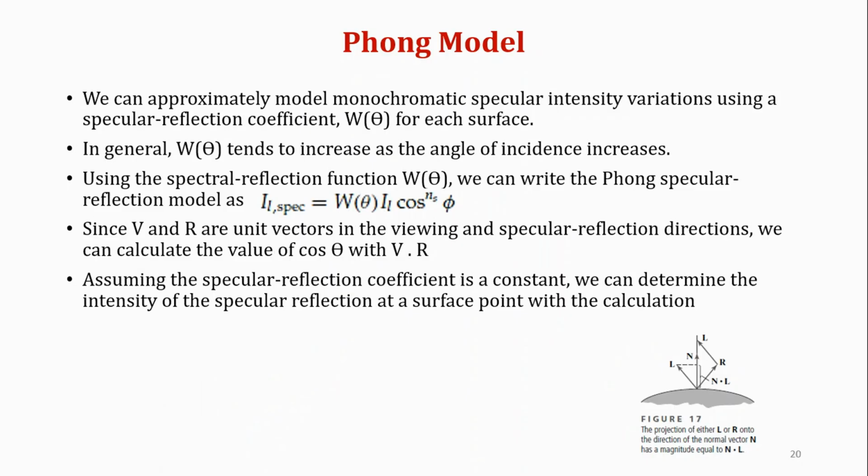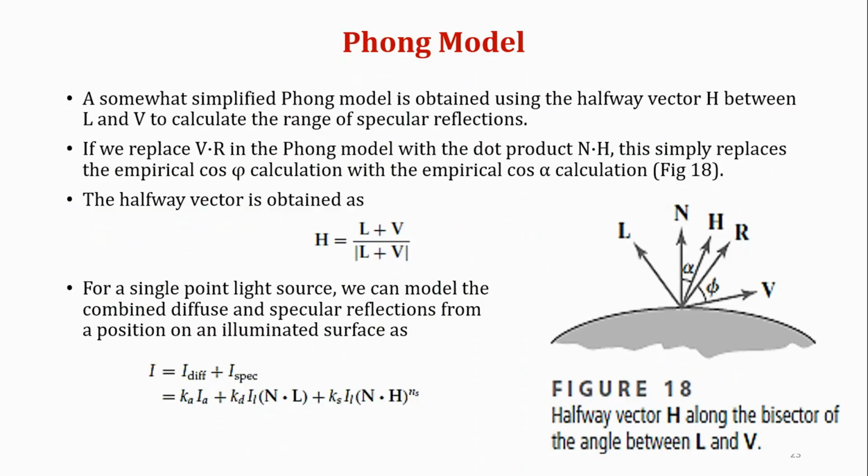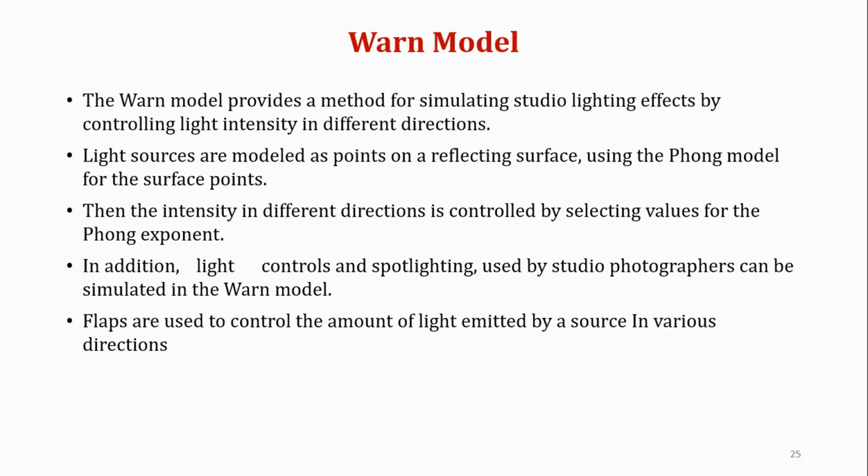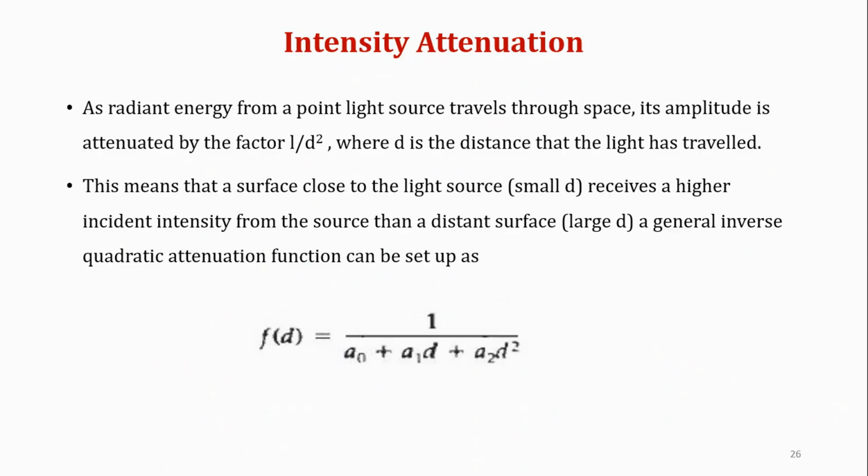Okay, so the next model is an extension of the Phong model, designed to simulate the studio lighting effect, spotlight simulation, directional simulation, etc. And here we'll be talking about intensity attenuation. Light intensity decreases with the distance. This phenomenon is called attenuation.